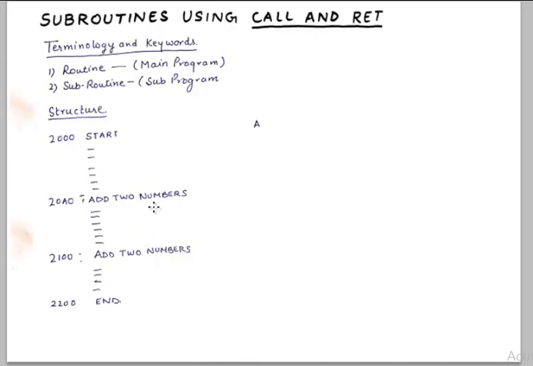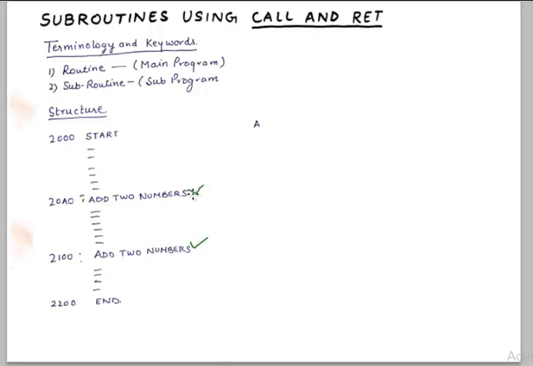Now there are two approaches of solving this repetitive need. One approach could be to write code to add two numbers at this location and at this location and at some other location where the need may arise. That would make the main program or the structure of the program more lengthy and would make it non-modular. And another approach could be to identify those areas which are repetitive. So as in this case, the repetition involves adding of two numbers.